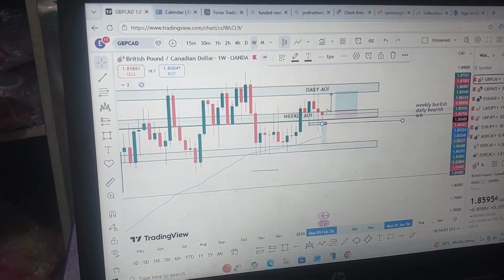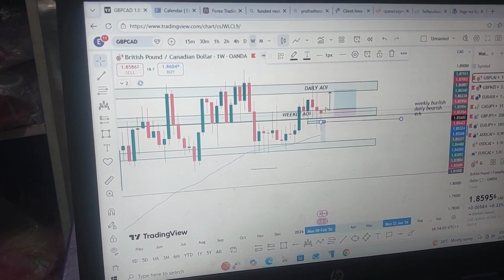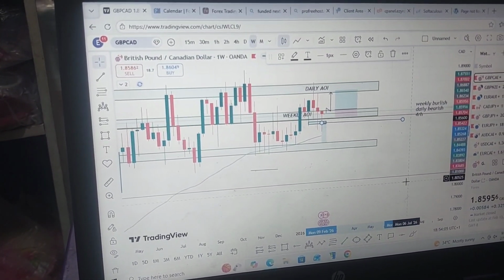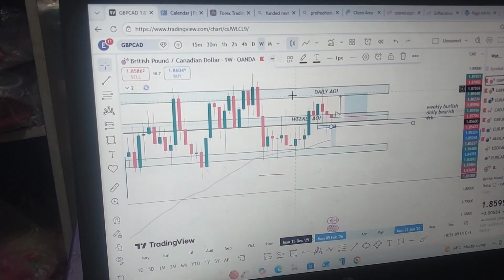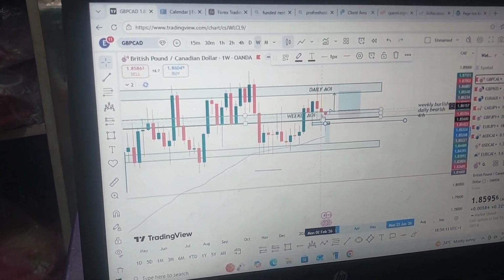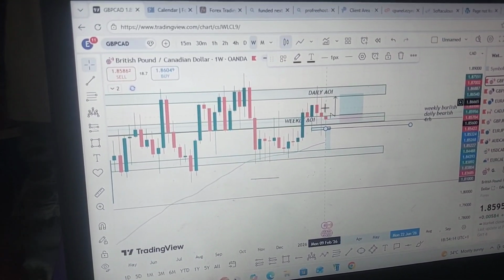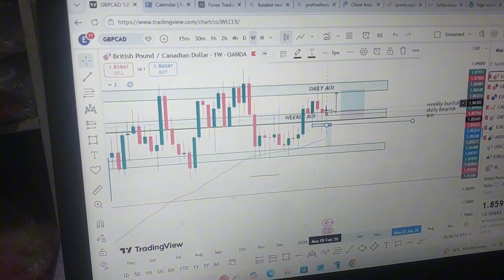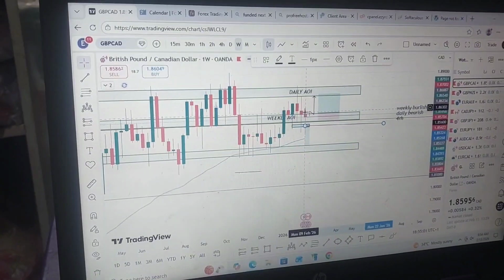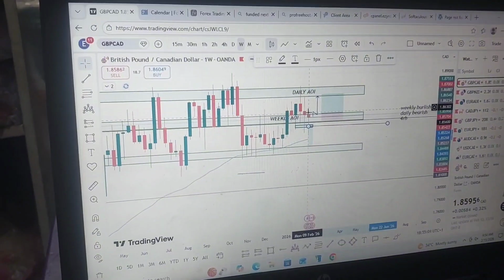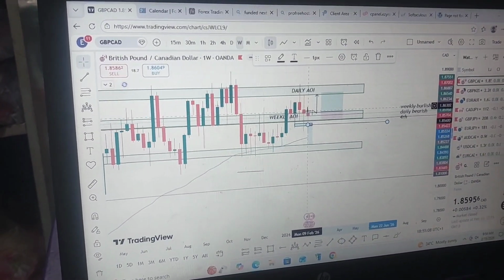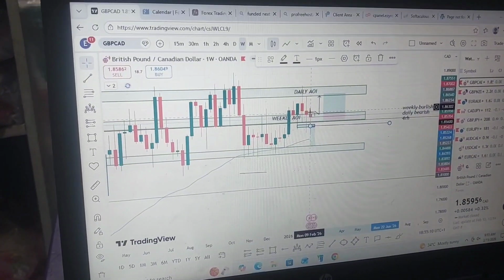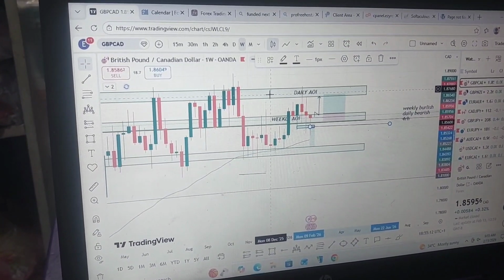My first trade of the week is going to be GBP/CAD. What I'm waiting for GBP/CAD to do on the weekly time frame: the weekly time frame closed last week with a bearish indecision candlestick. So let's get this week started. My first trade of the week is going to be GBP/CAD. So GBP/CAD, I'm expecting to buy this trade.